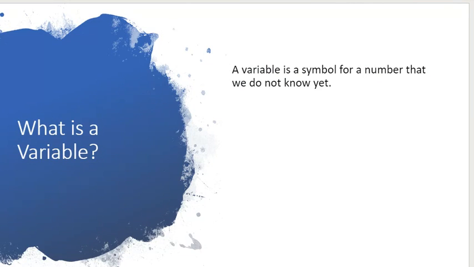Now, what is a variable? A variable is a symbol for a number that we do not know yet. For instance, if we wanted to know how many apples were at the apple orchard, I could write a full sentence and use the word apples, or I could use a symbol, like drawing an apple, or I could even make it easier and just write a letter, like the letter A. So every time I talked about apples, instead of writing the word or a symbol, I could just write a letter A. So back to our chart.